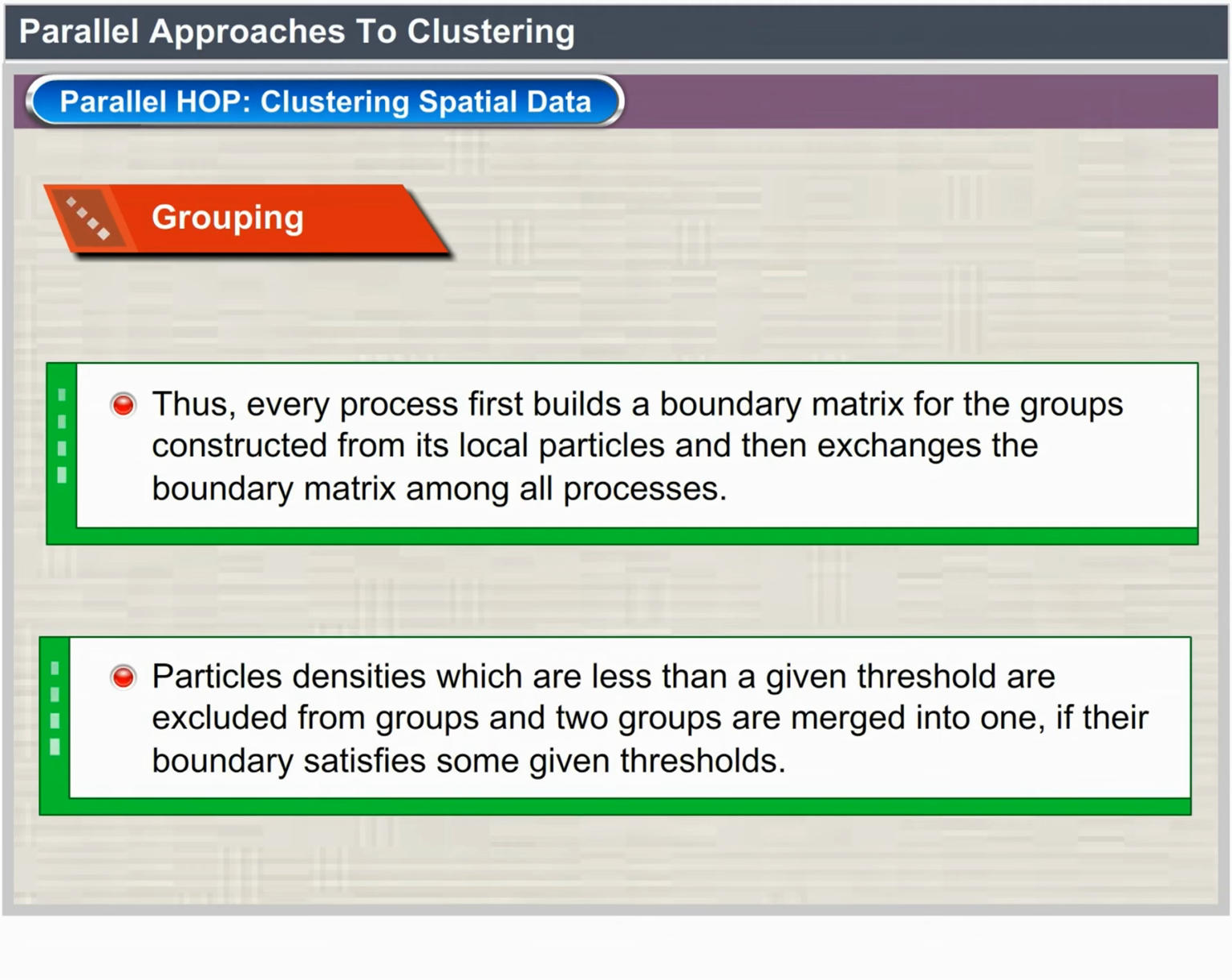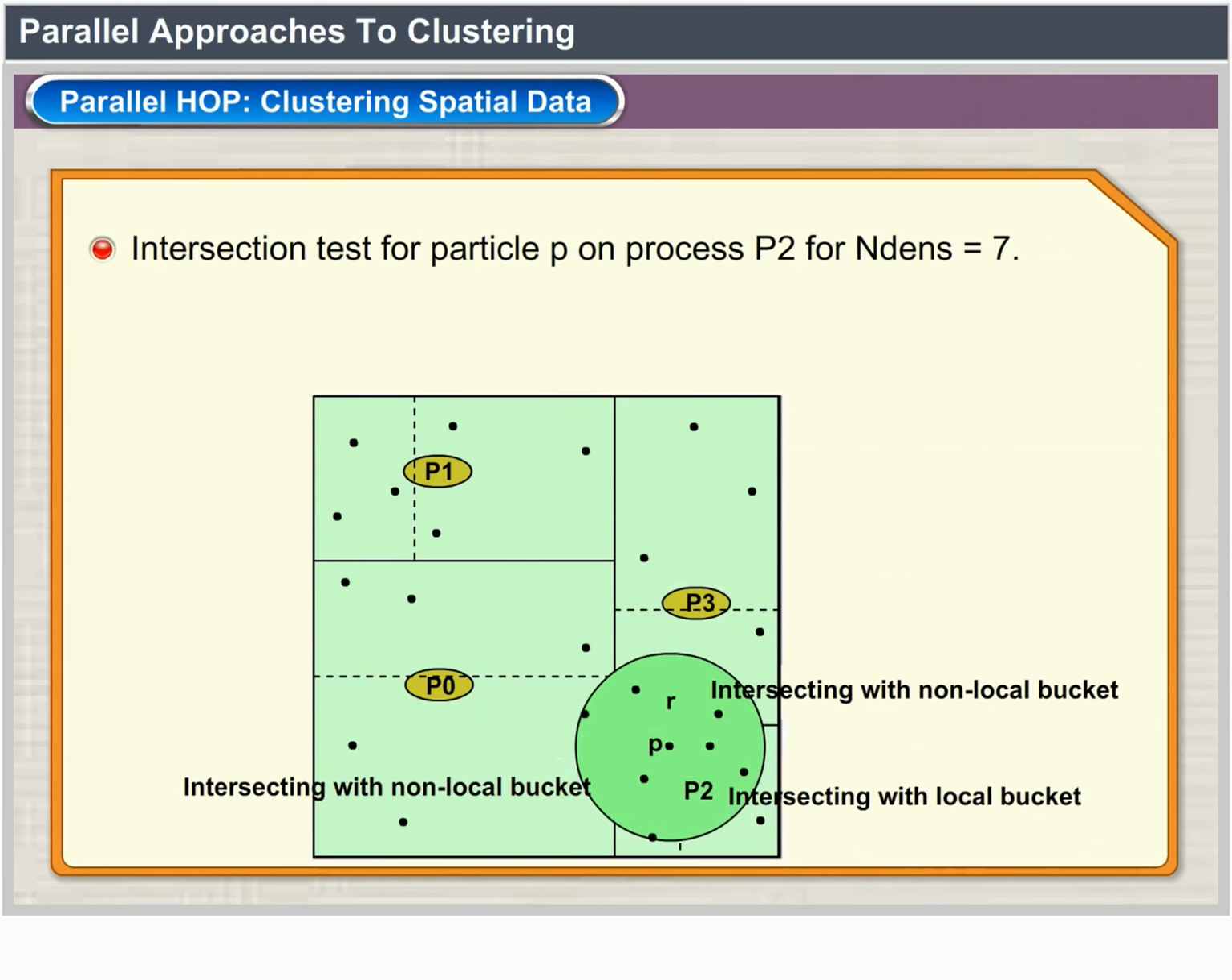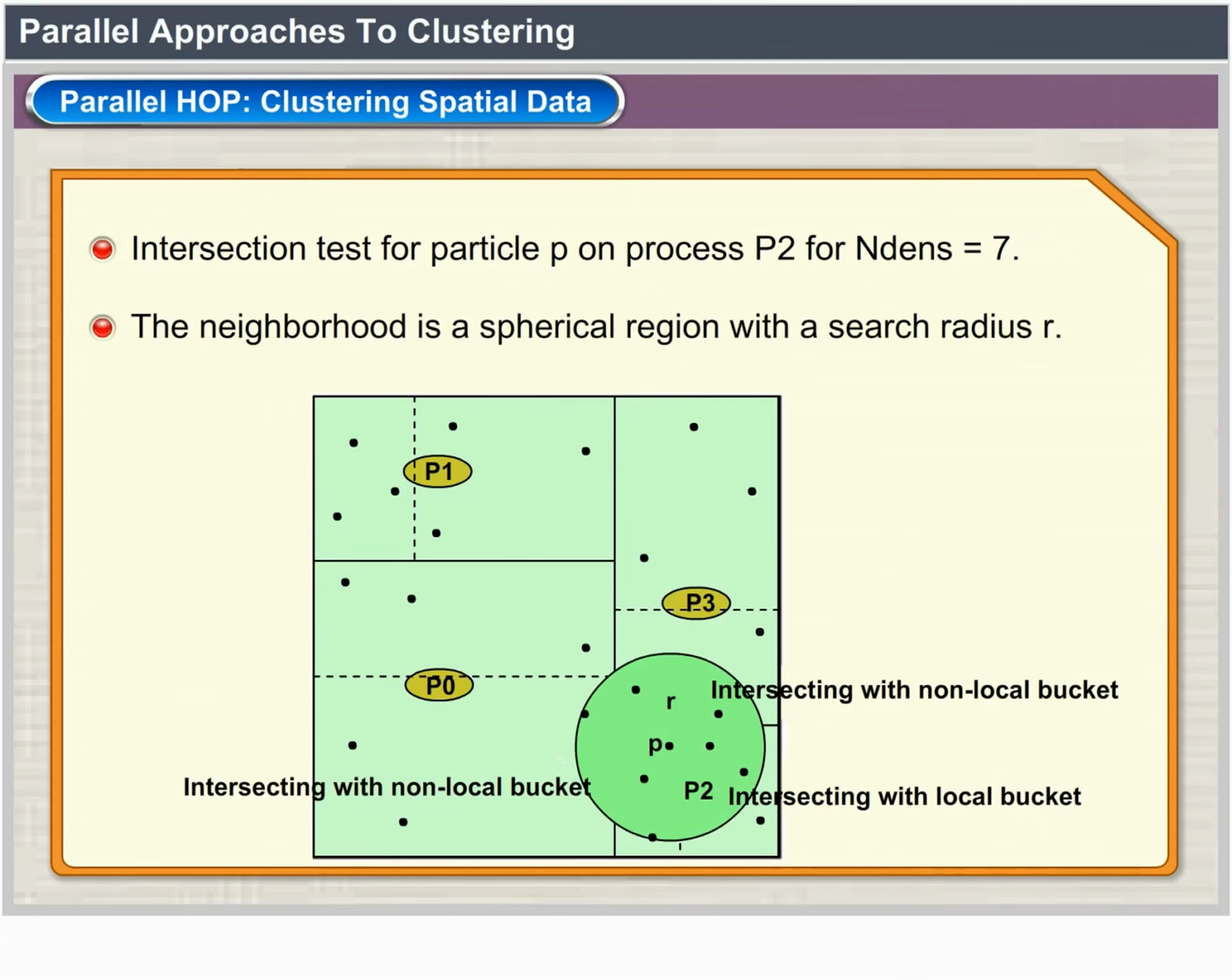Intersection test for particle P on process P2 for n-dense equals 7. The neighborhood is a spherical region with a search radius r. The neighborhood search domain of P intersects with the subdomains of P0 and P3.